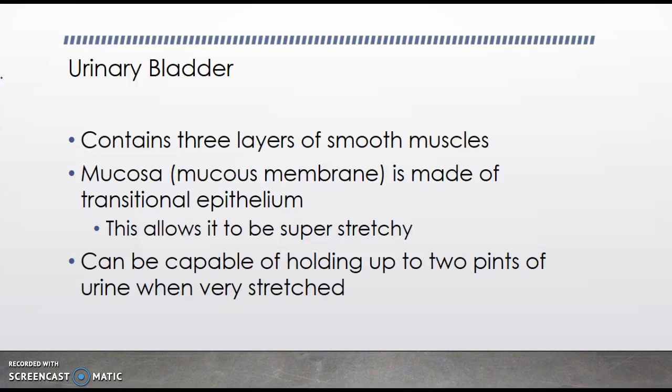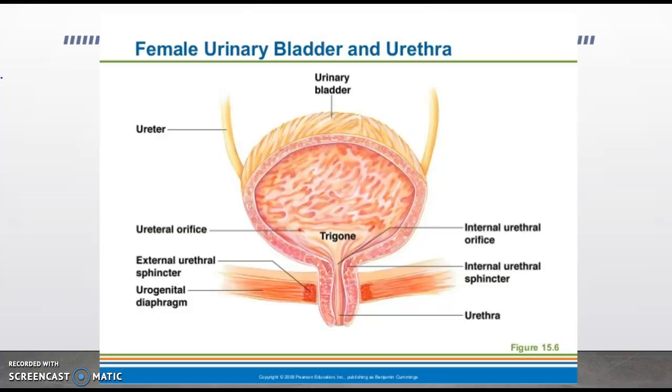The urinary bladder contains 3 layers of smooth muscle, and it has a mucous membrane made of transitional epithelium. And if you remember, transitional epithelium is super cool because it can stretch. This is really important because we want to be able to store urine for a long amount of time. We shouldn't be going to the bathroom every 10 minutes. So this bladder can stretch and hold up to 2 pints of urine at one time. So here is our urinary bladder. It's pretty much just a muscular sac connected to the 2 ureters up here and then the urethra right down here.